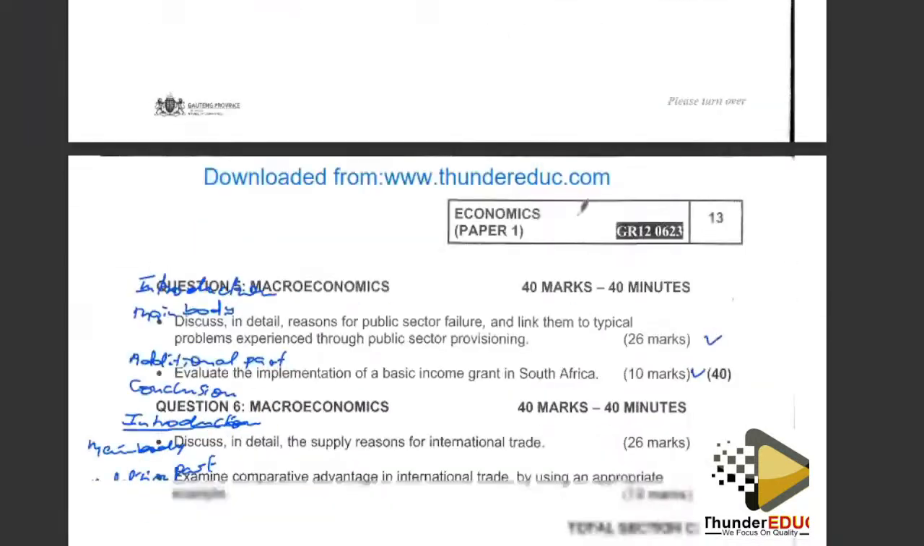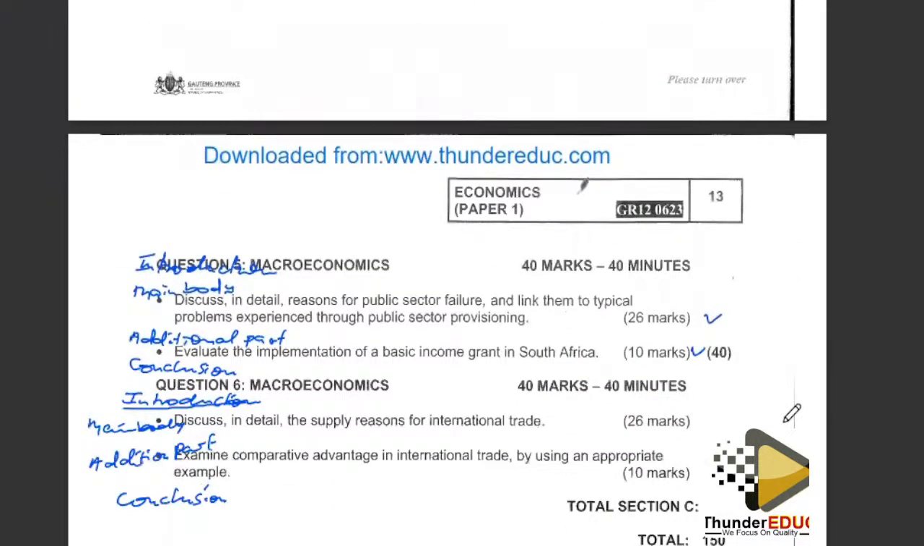So now when we check the introduction under this question, the question reads as follows. The first one is question 5. Let's now deal with question 5. After question 5, that's when we'll move on to question 6. So now the question reads: discuss in detail reasons for public sector failure and link them to typical problems experienced through public sector provision. What is this public sector? The public sector here will refer to the state or the government that provides individuals or the economy with free goods. Okay, right. So now what can be the introduction of this?